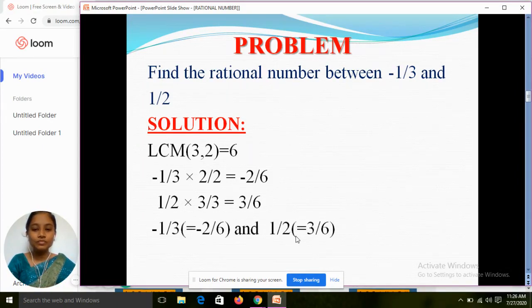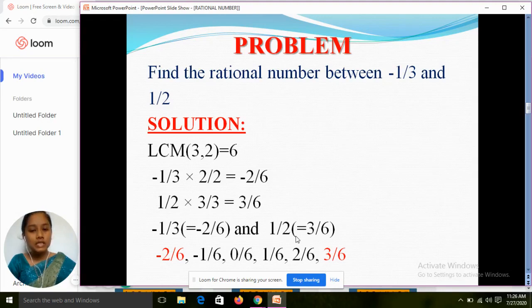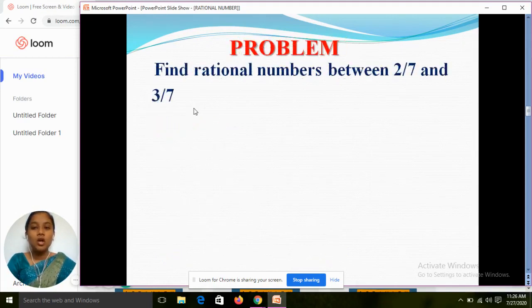Okay, so we have found minus 1 divided by 6, 0 divided by 6, 1 divided by 6, 2 divided by 6. So totally 4 rational numbers between minus 1 divided by 3 and 1 divided by 2. Okay, so this is one type of question. We move on to the second type. For these two rational numbers, we are going to find a rational number between 2 divided by 7 and 3 divided by 7.